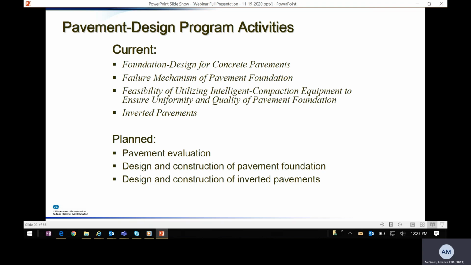And then the next one is inverted pavements, because I believe that is a very efficient structural system. So we're looking for other innovative ideas for pavement solutions. And for the future, again, we have a very extensive network of pavements, so pavement evaluation is an important subject, and we'll look into how we can identify projects where we need more than just a surface rehab. And then the design and construction of pavement foundation guidelines, the best practice guidelines, and design and construction of inverted pavements.